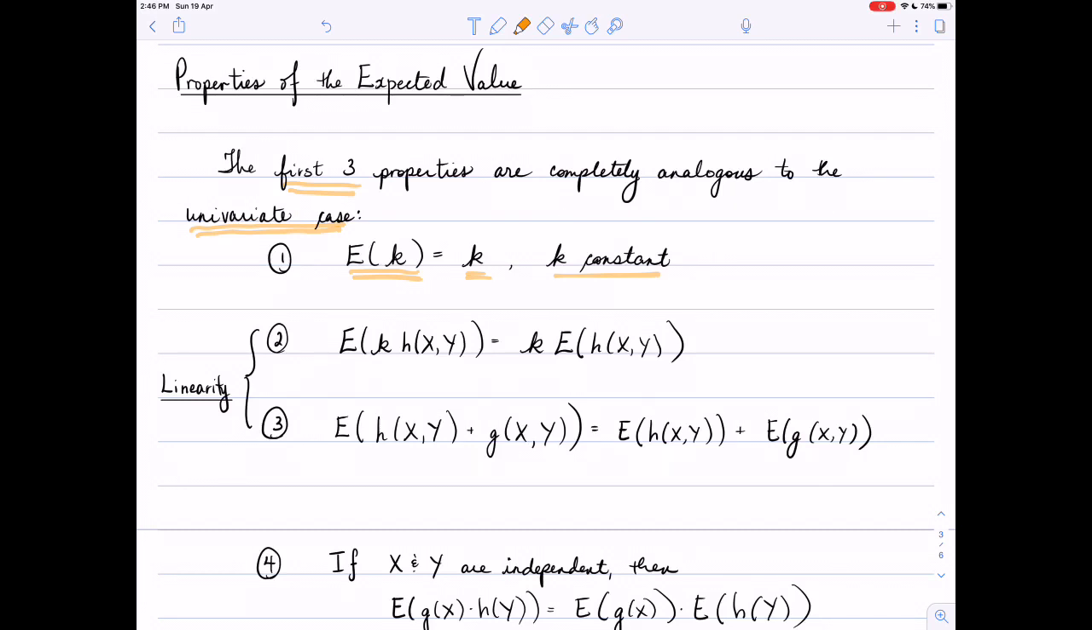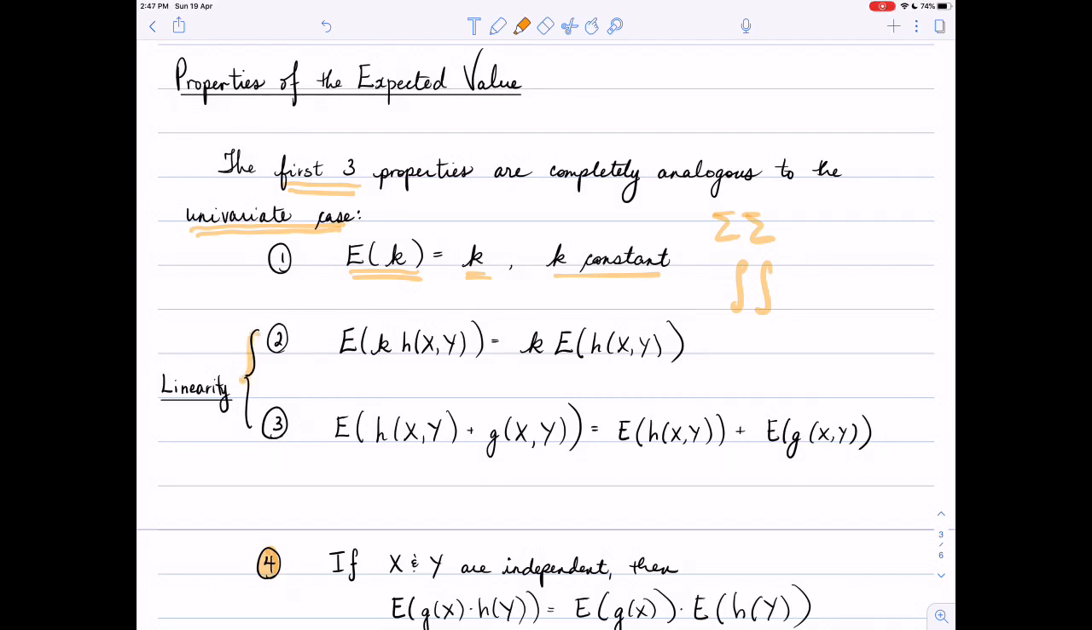These can be proven either using the properties of your sigmas, if you're doing double sums, or of your integrals, depending on whether you're in the discrete or the continuous case. The properties of those are enough to prove the properties of these expected values. So we won't do that here. We'll prove the fourth one when we get down to there, which is something a little bit new, but these first three are completely analogous to what you've seen before.